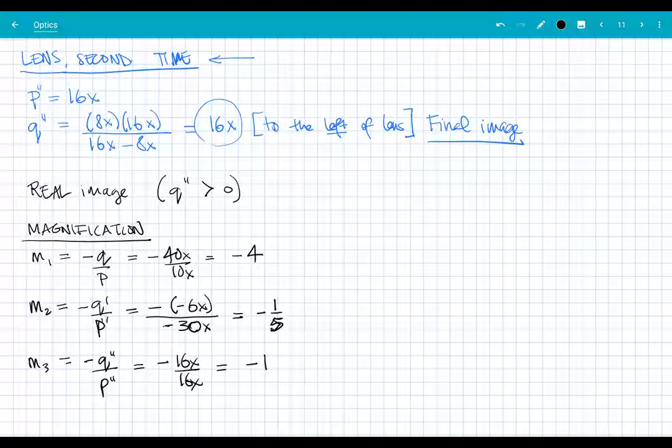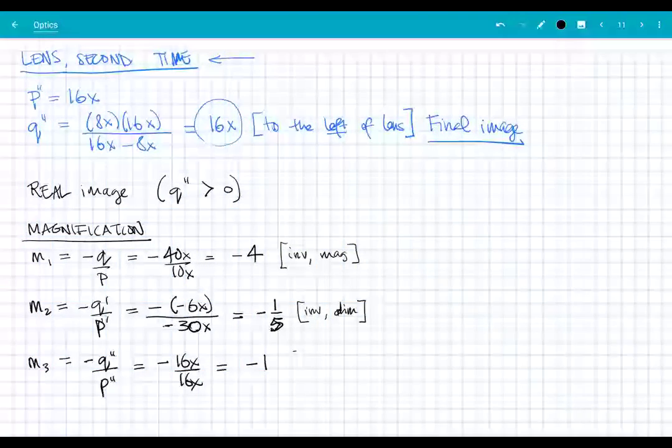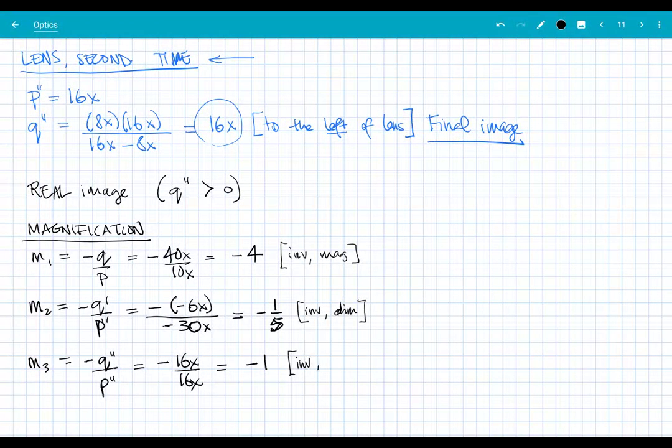So let's look at the effects of these one at a time just to discuss them real quick. For M1, if I look at this magnification of negative 4, I know that it's inverted and it's magnified by 4 times. The second one is negative, so it's again inverted and it's diminished, smaller. And negative 1 here, this last one, is again inverted and there's no change because it is equal to 1. It's neither greater than nor less than 1.